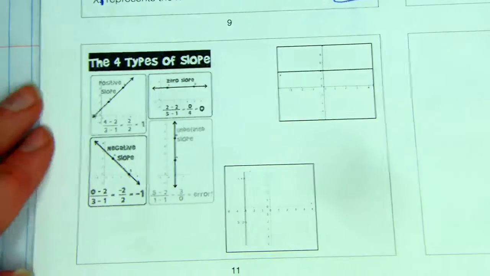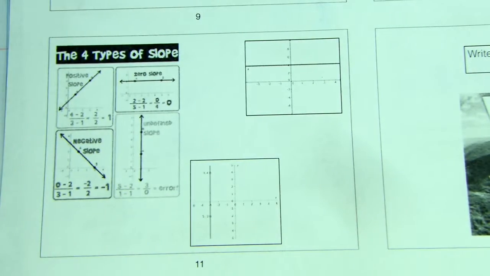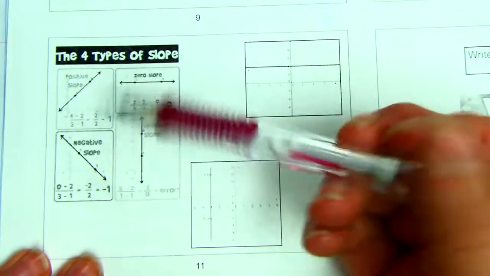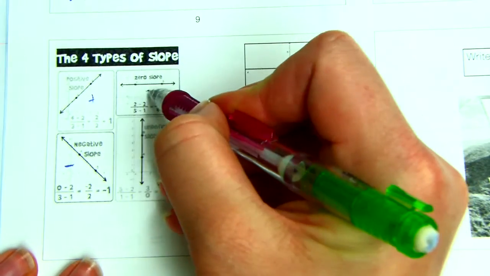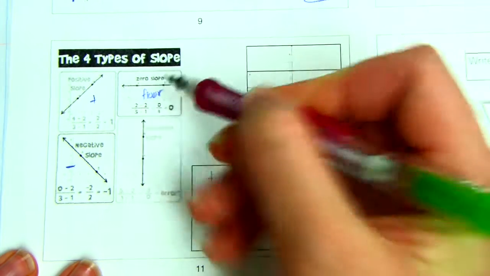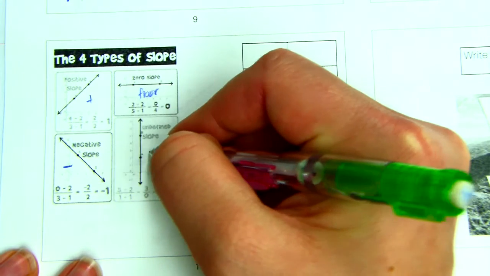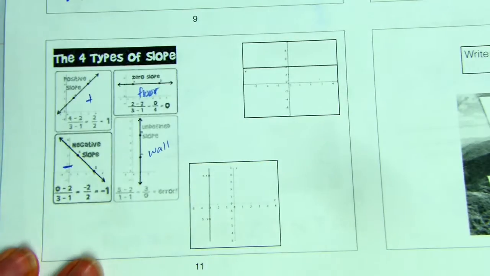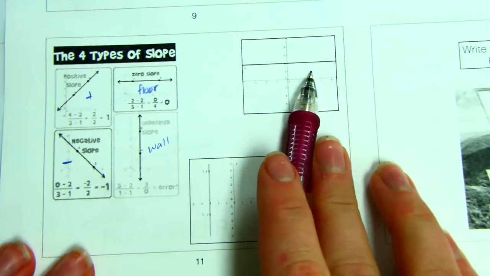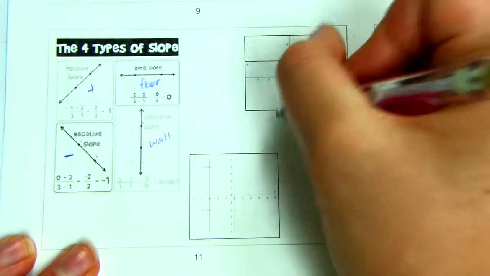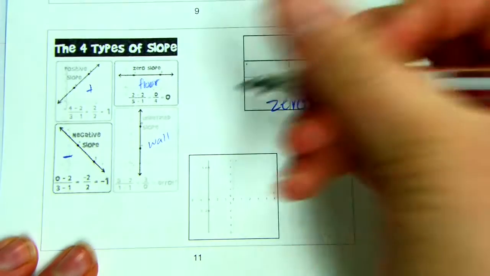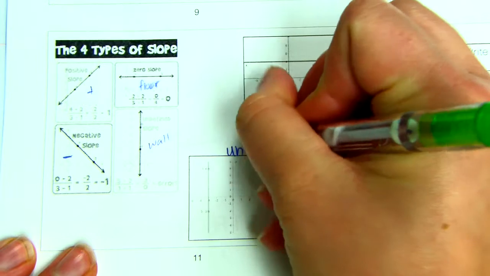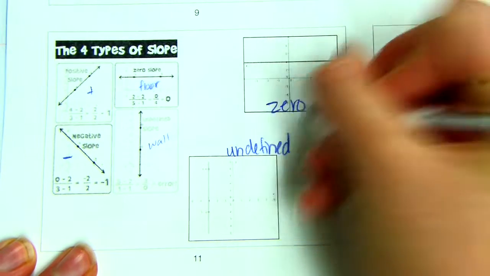Last thing I want to talk about are different types of slope. And we showed this on the slope guy. There was his positive eyebrow, his negative eyebrow, his zero mouth or the floor, and his undefined nose or a wall. So if you have a line going from left to right, straight across, it looks like the floor, that has a 0 slope. If you have one going up and down like a wall, it is undefined. There is no slope. It's too steep.